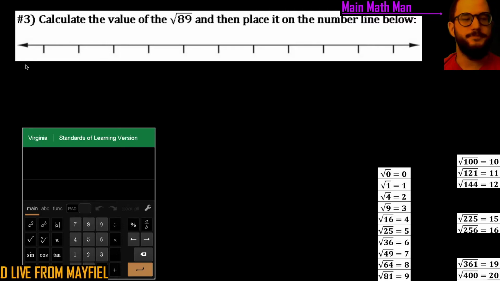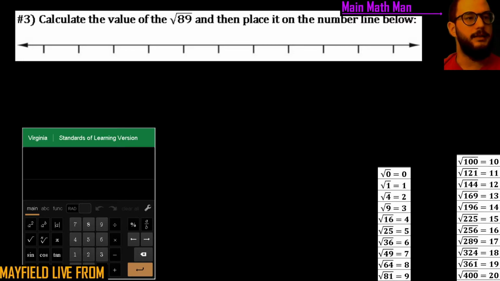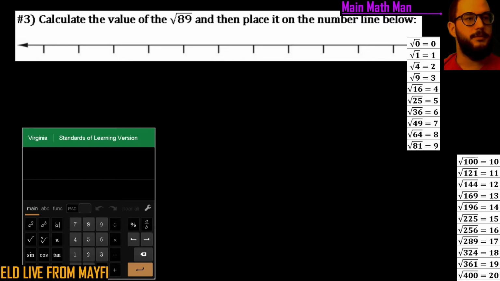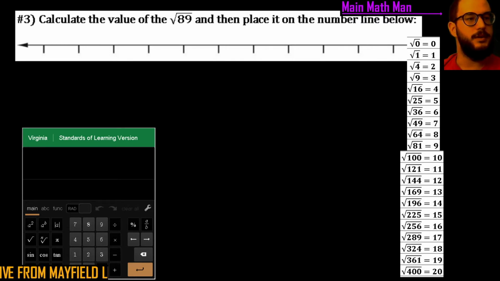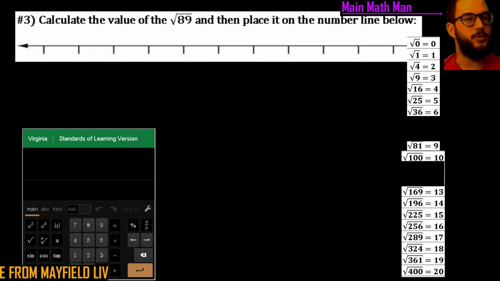So what I'm going to do, before I even number my number line, let's do what it says. Let's calculate what it's going to be, and let's actually look. So it says the square root of 89. Well, I'm going to look on my list of square roots, and let me bump this up a little bit and put these two together. So that way I can say that my square root of 89 is going to be between what two numbers? Well, it's going to be between the perfect squares of 81 and 100.